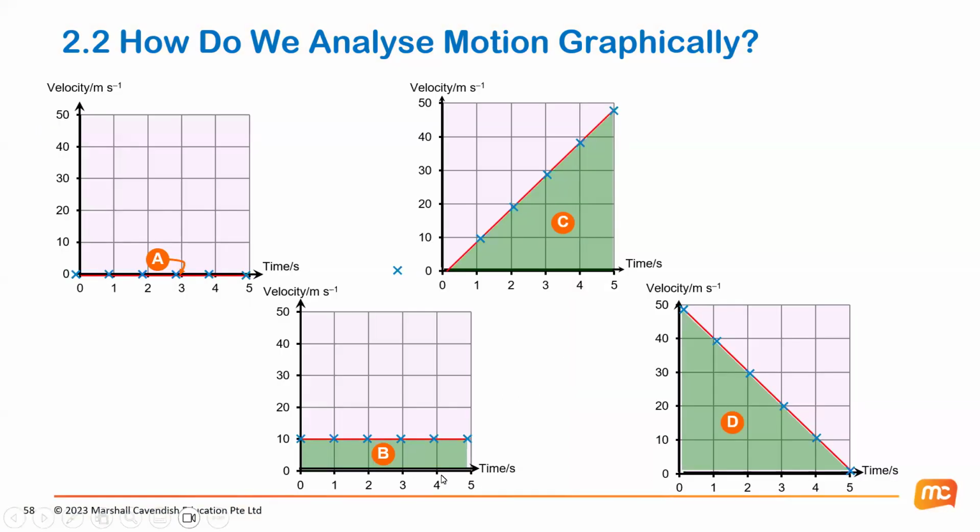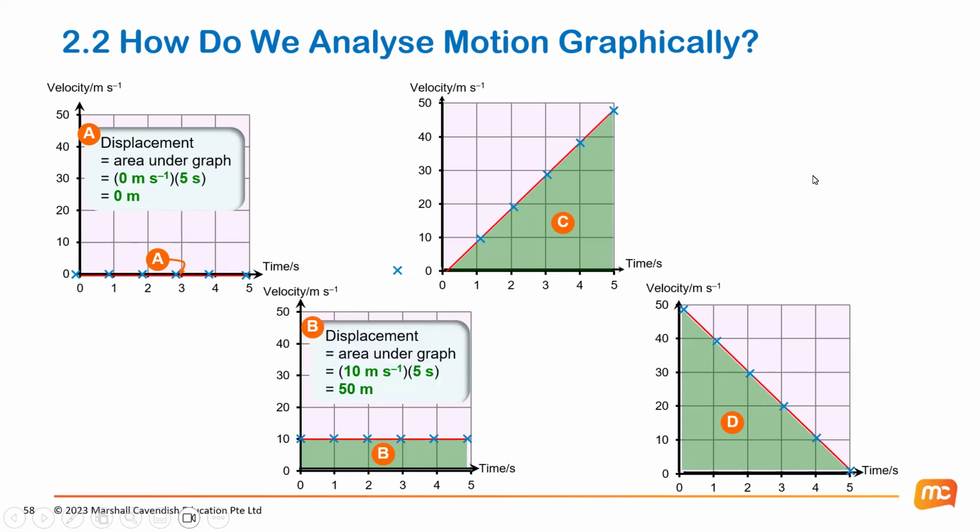Okay, so I give you more examples. If the graph is like this, then the area under the graph will be 0. My displacement will be 0. The object doesn't move at all. And if my graph is this red line over here, then the displacement will be the area under this graph, between this line and the x-axis, which is this shaded triangle.